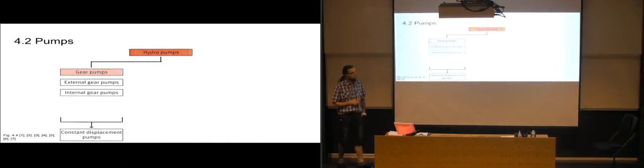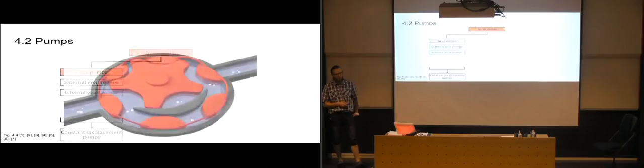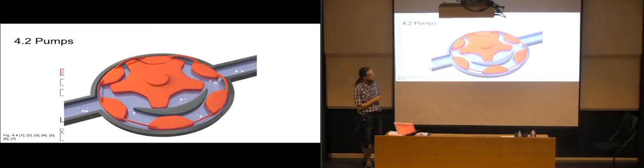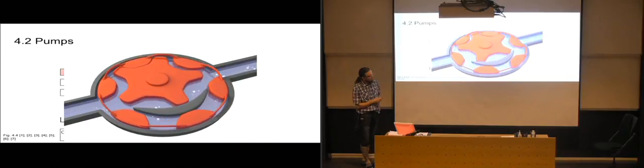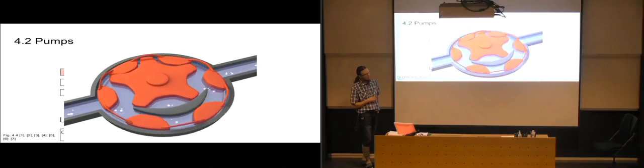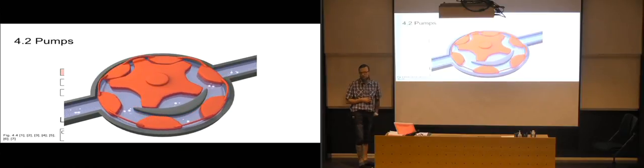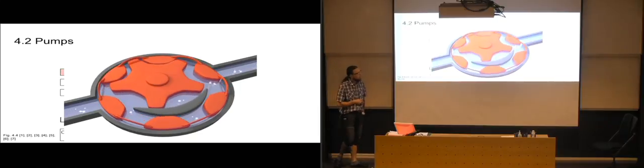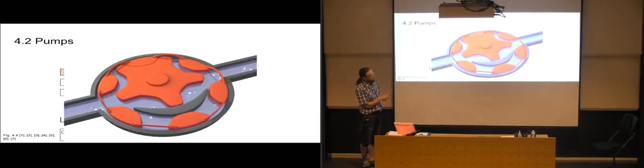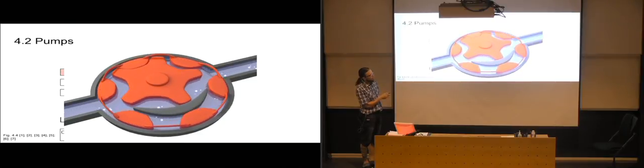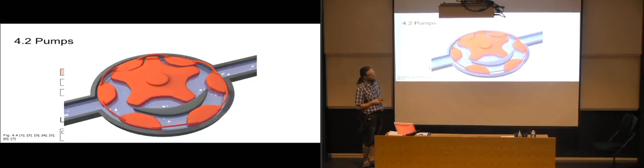Then we have internal gear pumps. Here the fluid enters, and it gets caught either in this area or between these teeth, and then it's moved over to the other side where it exits. And up here, there is not enough room for the fluid, so all the fluid that's caught in here gets squeezed out and back into there.